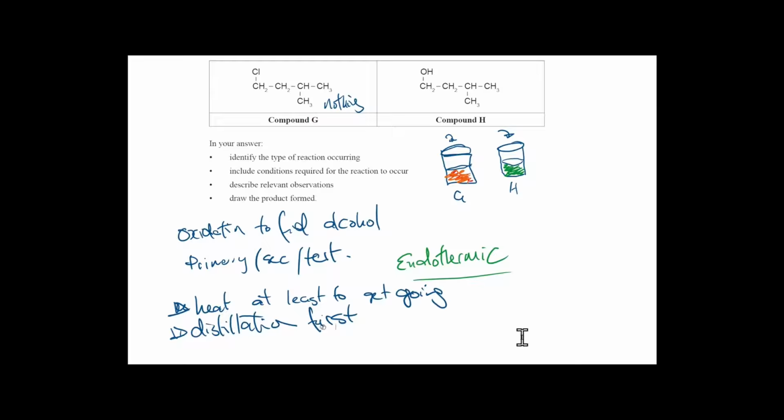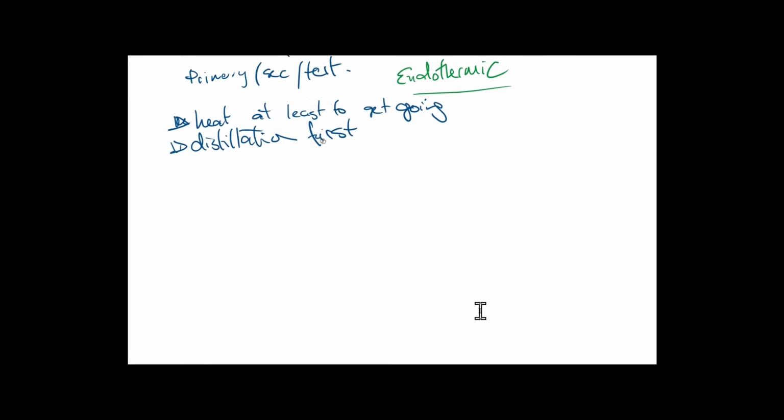All right. Now, they say draw the product formed. Where is it going to end up? It's going to end up as some form of carboxylic acid. But it's not going to go there directly. It's going to have partial oxidation first. And maybe we should go through there what's going to happen.